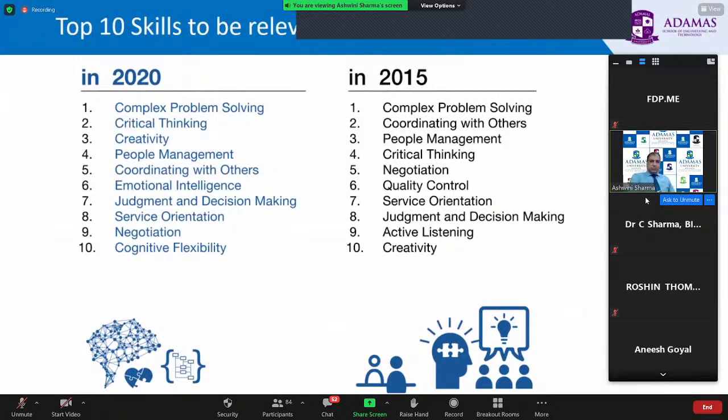Okay, so this is I think the last slide we have got, and we are on time. It's 1 o'clock. So 2015 to 2020, what has changed? You can see it here.